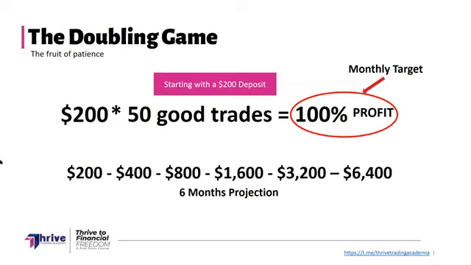So the example here is simple. Having a $200 deposit, it will only take you 50 good trades to make 100% profit. 50. Yes, I know it sounds like a lot of numbers, but trading the forex market, it's not really that much because if you trade the currencies, you can see lots of currencies. We have more than 200 currencies. So on a very slow day, let's say you trade 4 different currencies and you just took one trade in each of them.